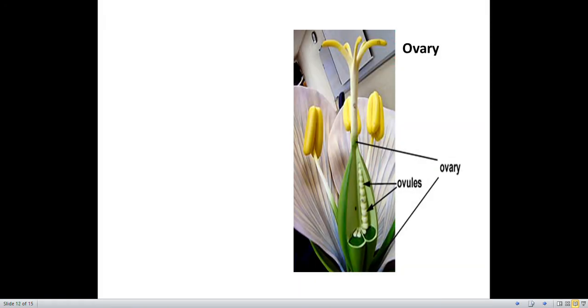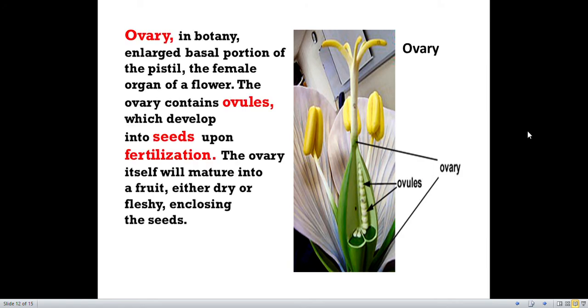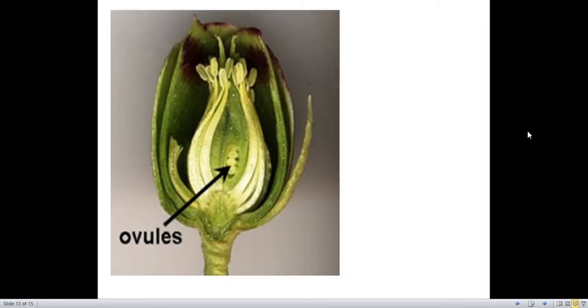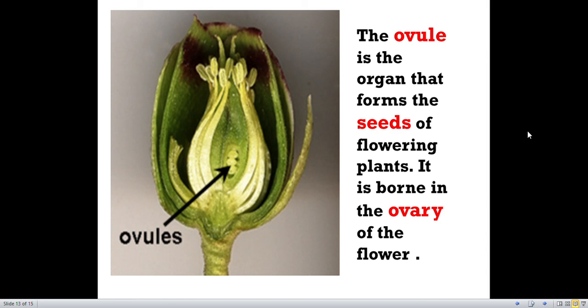So next is the ovary. You can see the total ovary here, and the ovary is the enlarged basal portion of the pistil, that is the female reproductive part, and inside the ovary it contains the ovules. The outer portion of the ovules eventually matures into the fruit, either dry or fleshy. So you can see the ovules again. These are the organs that form the seeds after fertilization.